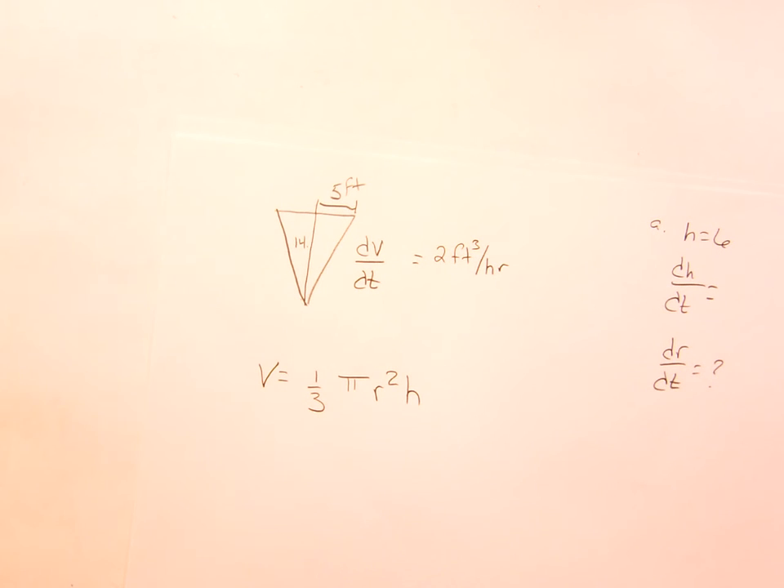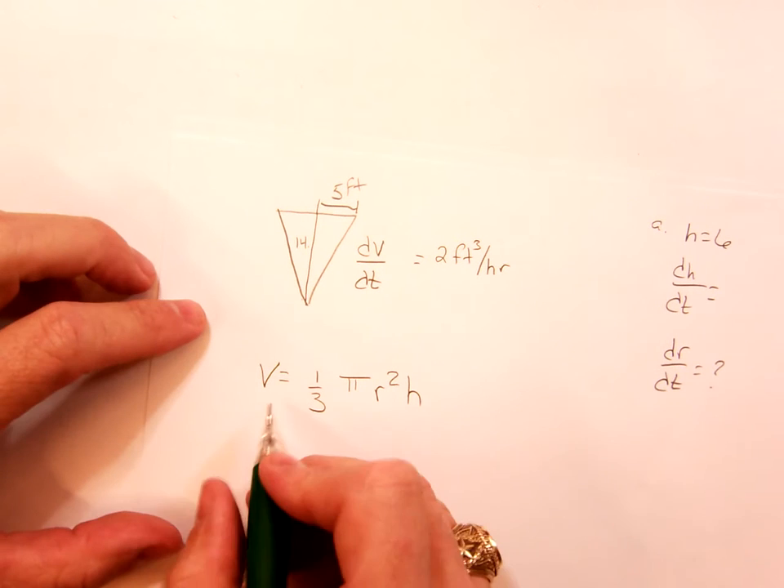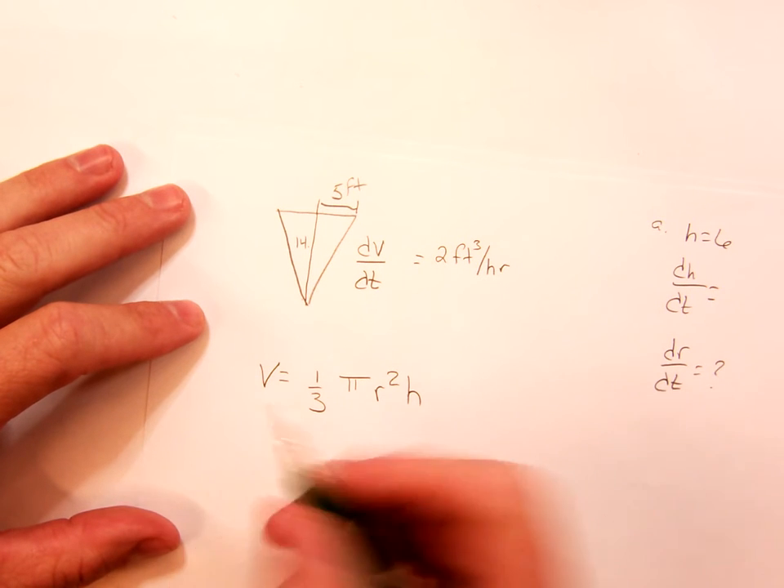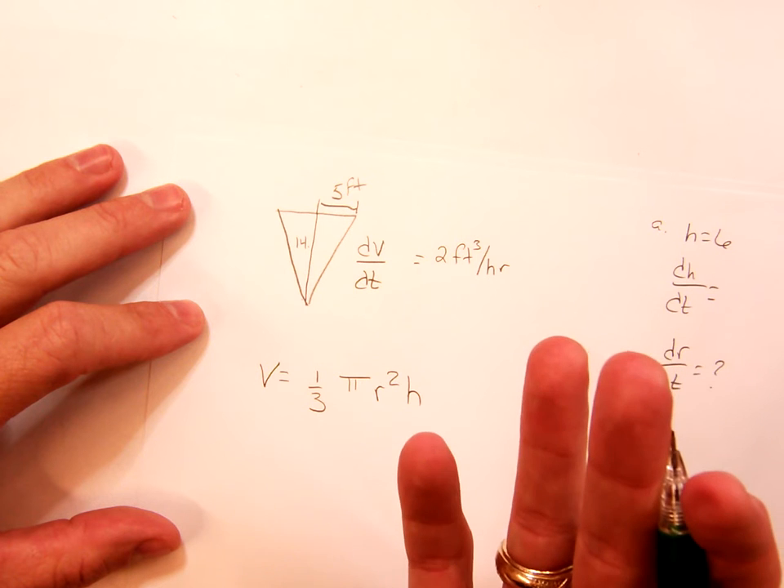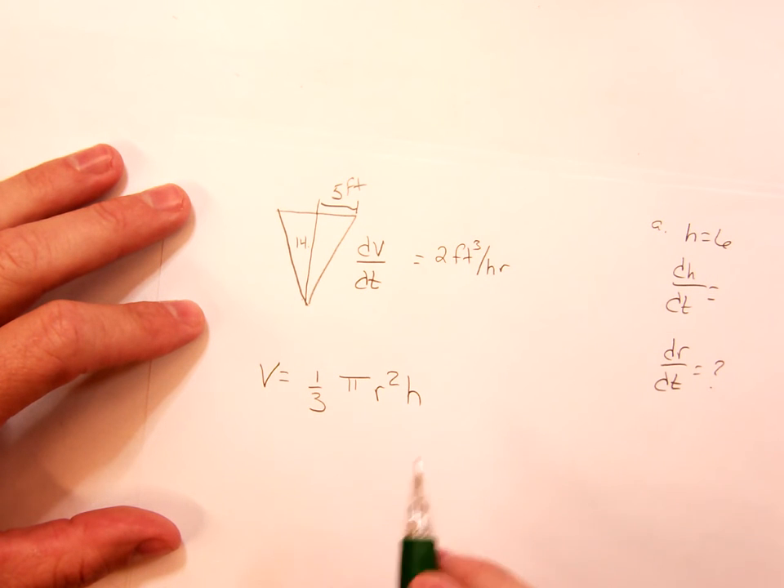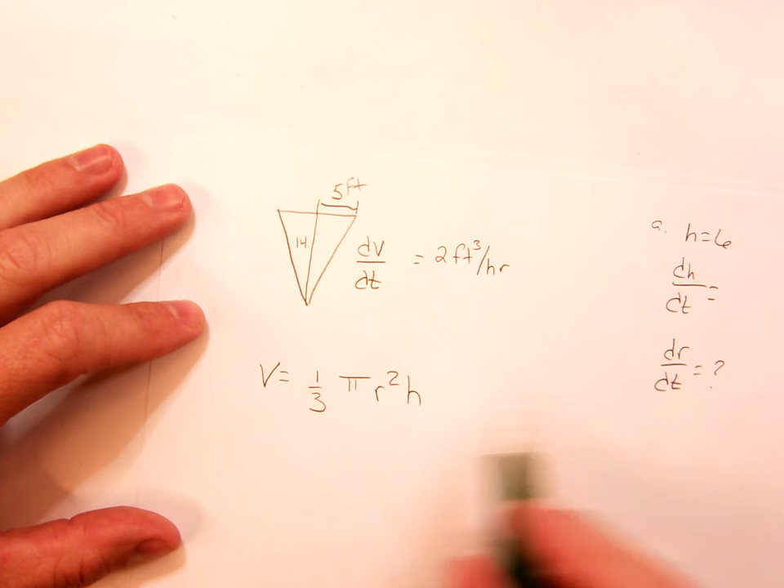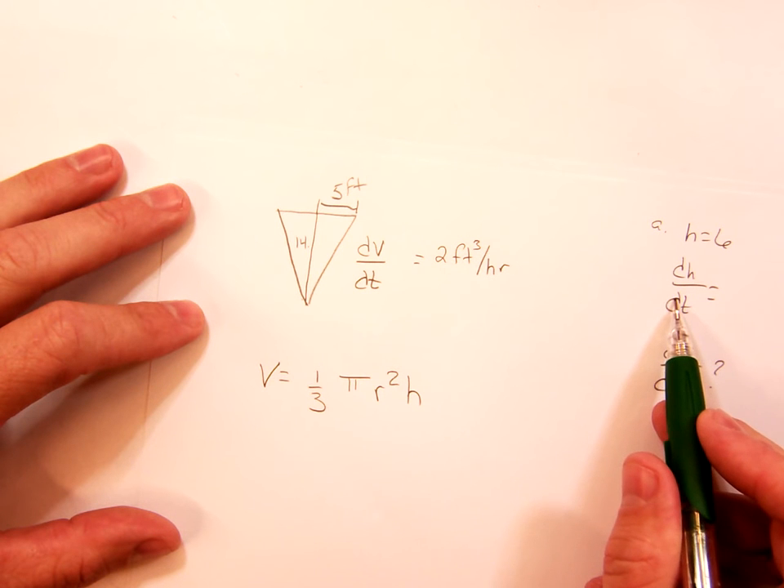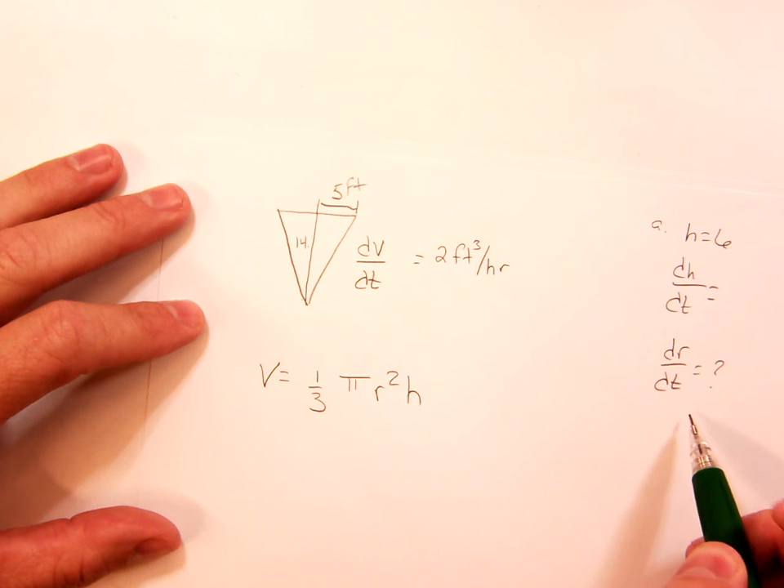Okay, so I want to walk through this problem a little bit. It's going to take me a minute to get to where we're going. So instead of writing all this down, why don't you just watch what I'm doing? Okay, so here's how we're going to do this. We always want to take the derivative first. They are asking for dh/dt in part A and dr/dt in part B.